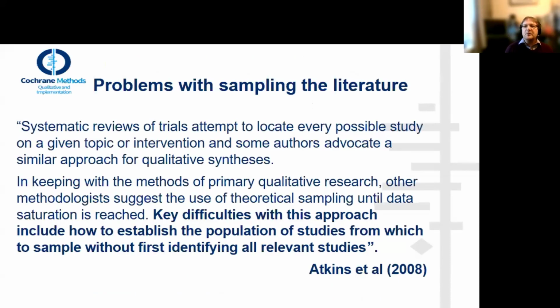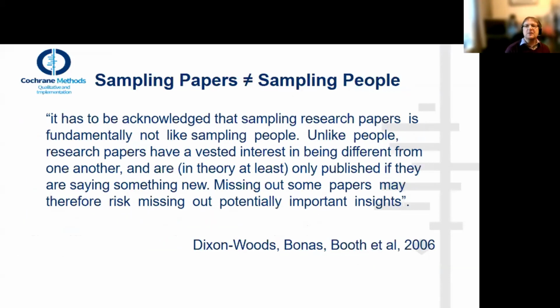But there are problems with sampling the literature. And a key difficulty, as has been identified by Atkins, is we don't know about the total population unless we actually construct a sampling frame that includes all relevant studies. So you can see that the search for a purposive sample could be equally exhaustive to that for a comprehensive search. It's just that we then make decisions about which studies to sample from.